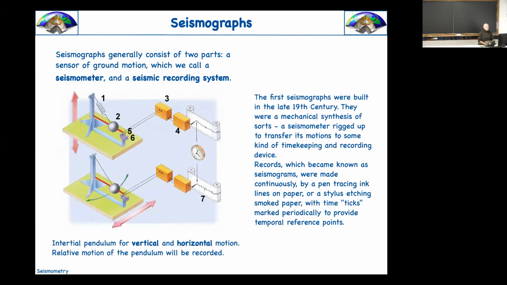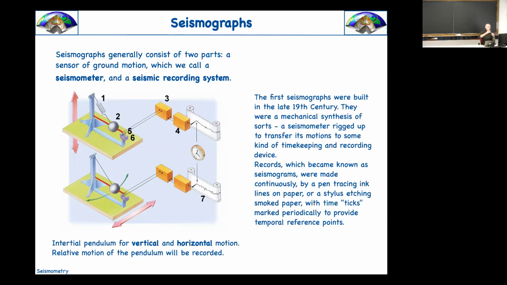Traditionally, the main difficulty was to join the sensor and the recording because, for example, you need to have a pen that is writing on a drum of paper. But for example, the Wood-Anderson, that we will discuss in one slide, was based on the idea of a ray of light that was going to leave a written message on photographic paper. One of the difficulties was to connect the mechanical sensor, which is based on an inertia principle, to the recording system.